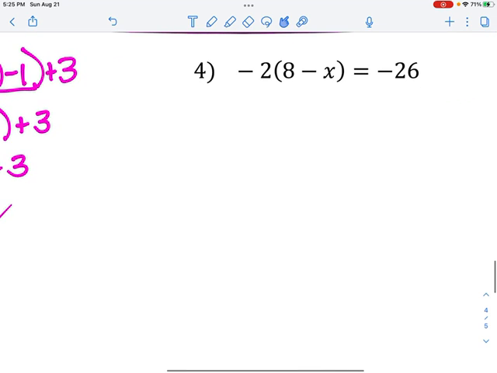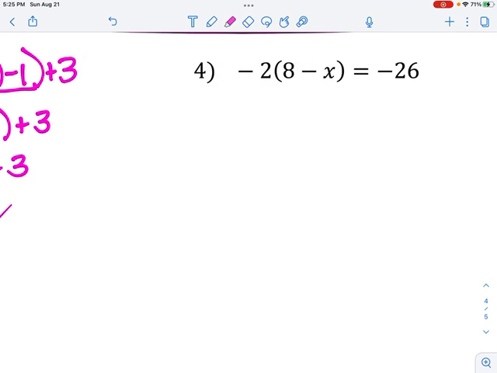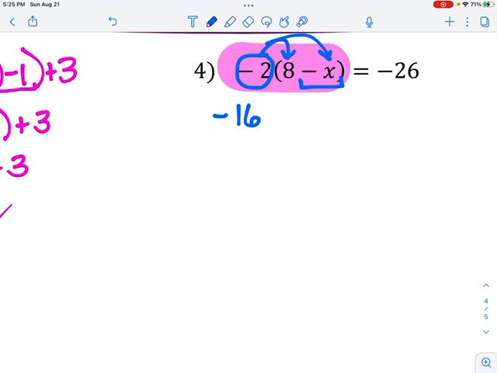Okay, let's try another one like this that has that distributive property in it. So if you notice, we have the distributive property here. So the first thing we're going to do is we're going to take that negative 2 and we're going to distribute it. So negative 2 times 8, that's going to get me a negative 16. Then we're going to go negative 2 times a negative x, that's going to give me a positive 2x, and that equals negative 26. At this point, we start to solve now.